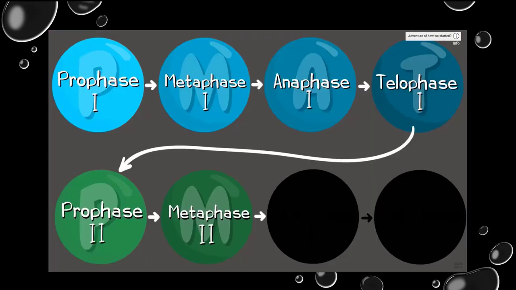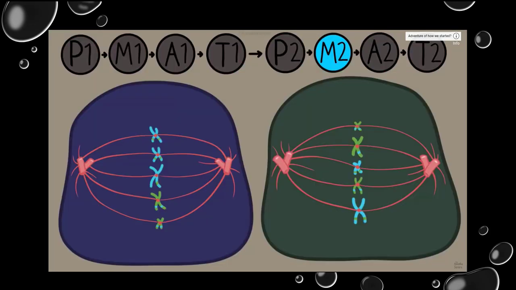In metaphase 2, remember, think M for middle, the chromosomes are going to line up in the middle. This time though, they are in a single file line. They are not in pairs like they were in metaphase 1.